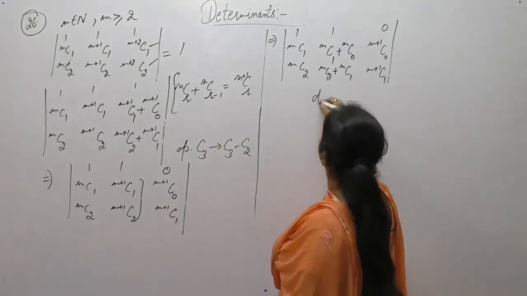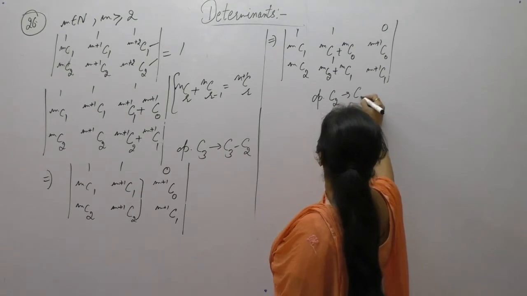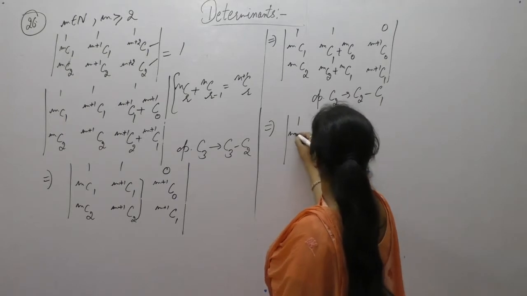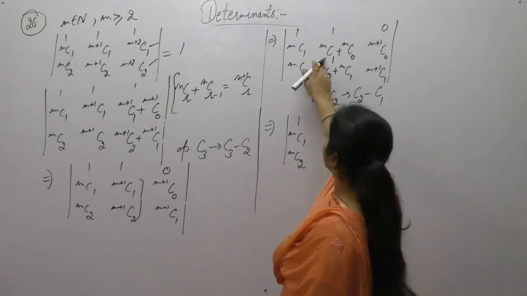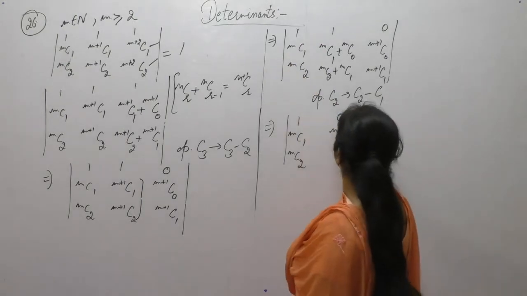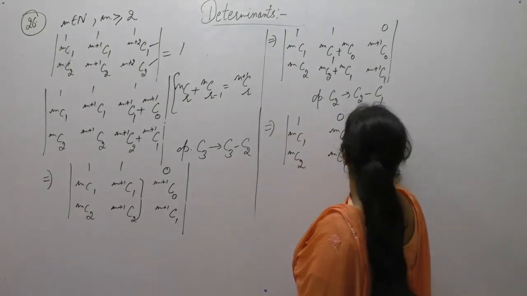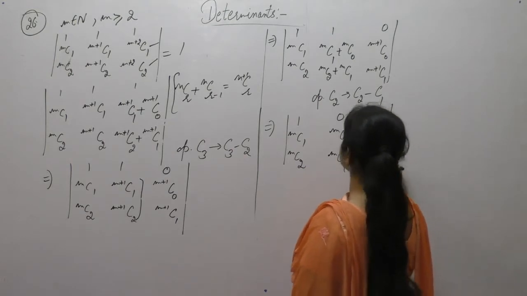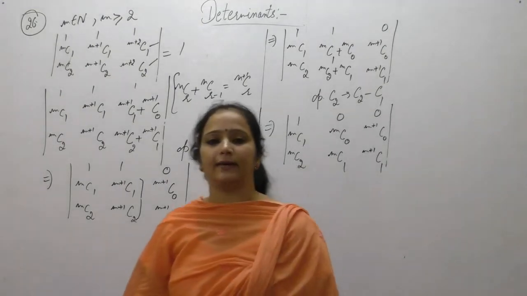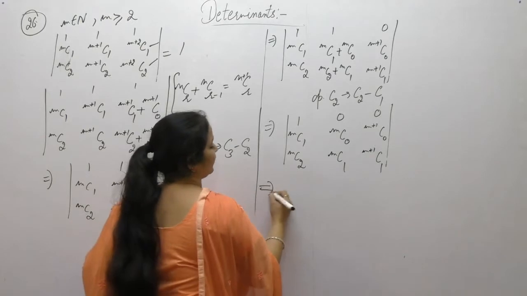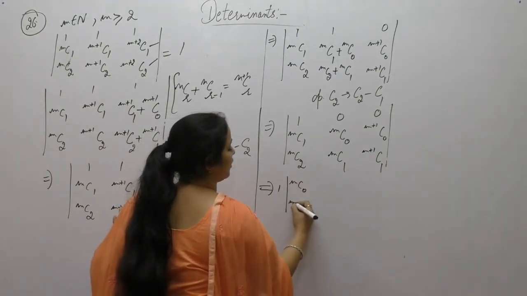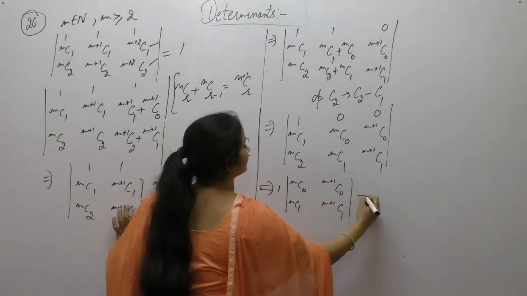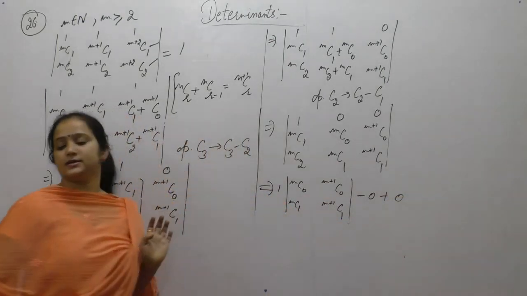Now apply the operation C2 as C2 minus C1. 1 minus 1 is 0, mC1, mC2. mC1 will get cancelled. So mC0, mC1, m plus 1 C0, m plus 1 C1. Now expand the determinant along the first row. What we get? 1 into mC0, mC1, m plus 1 C0, m plus 1 C1. 0 into something is 0.